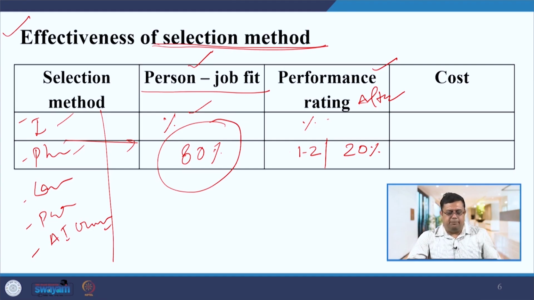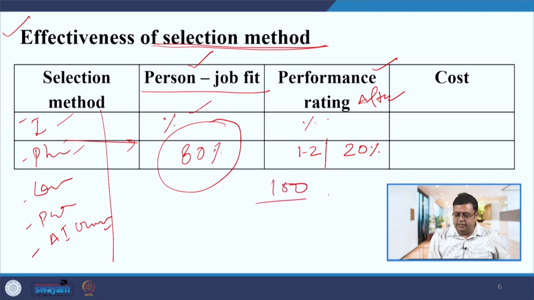So, that is what you can see in how many cases. Let us assume you selected 100 candidates, and out of 100, how many candidates had a mismatch? That is, during the selection their ratings were very high, but during the actual performance their ratings were very poor. What is the percentage of that?